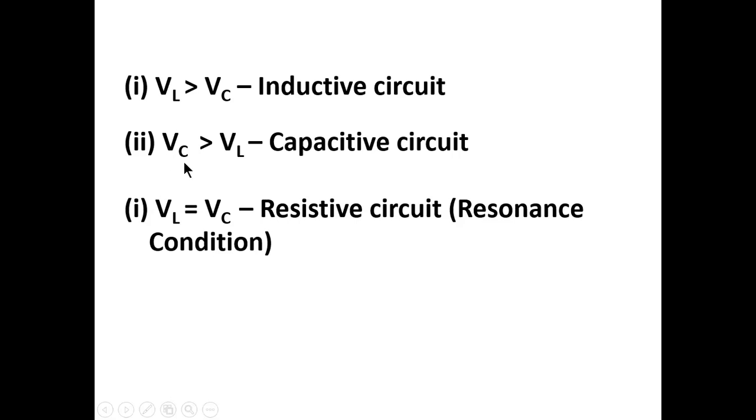Second condition is VC greater than VL. So here capacitive voltage is greater than inductive voltage, so circuit behaves as a capacitive circuit. So in this, current leads the voltage, so power factor is always leading. Third condition is VL is equal to VC, so inductive voltage becomes equal to capacitive voltage. So circuit behaves as a resistive circuit, and resonance condition takes place when VL becomes equal to VC. So one by one we will see all three conditions. So first we will see VL greater than VC.